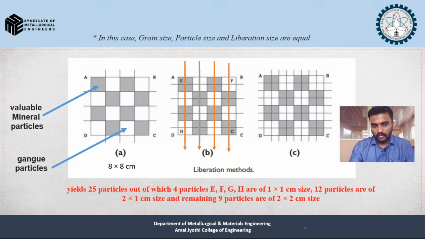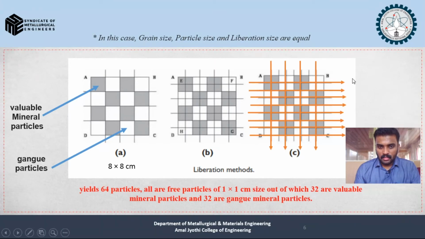So in the third case, we go for a fracture process like this, in the longitudinal as well as transverse direction. The ultimate yield we are obtaining is 64 particles, all free particles of 1 by 1 centimeter size. So each square particle will be 1 by 1 size, out of which 32 are valuable minerals and 32 are gangue materials. Liberation is all about reducing the particle size of the constituent ore. So you have seen 3 different types of liberation methods we have used, and we will be incorporating this in the further discussion.